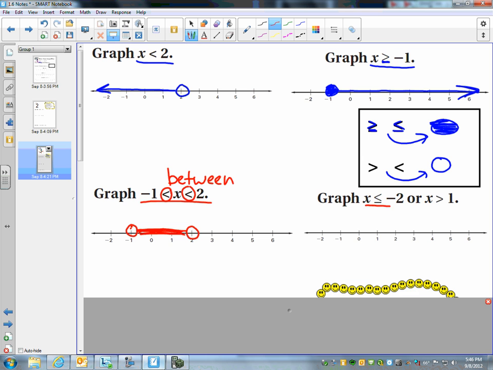Next one, this kind of means except. So we want everything except between -2 and 1. So we want numbers less than or equal to -2. So we make a closed circle at -2. And less than is to the left. Here we make an open circle because it does not have the equal to sign at 1. And we go to the right.